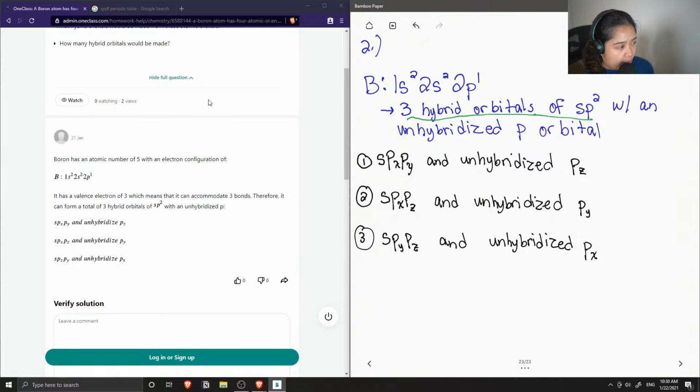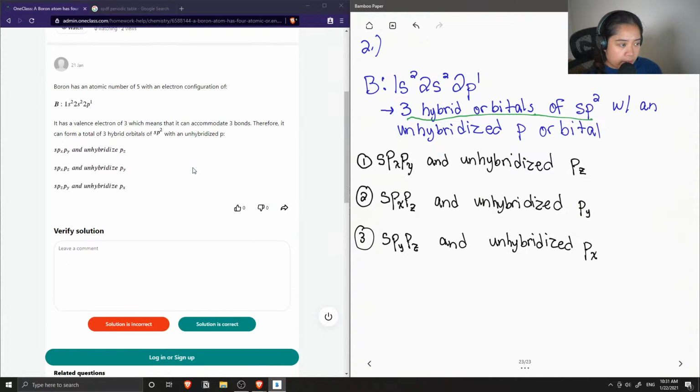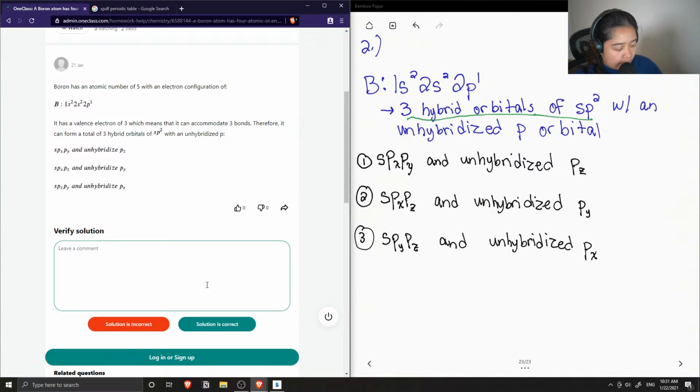Okay, so the junior tutor said that boron has an atomic number of 5 with an electron configuration of 1s2, 2s2, 2p1. It has a valence electron count of 3, which means it can accommodate 3 bonds. Therefore, it can form a total of 3 hybrid orbitals of sp2 with an unhybridized p. So they have spx, spy, unhybridized pz; spx, spz, unhybridized py; and spy, spz, unhybridized px. Okay, so this solution is correct.